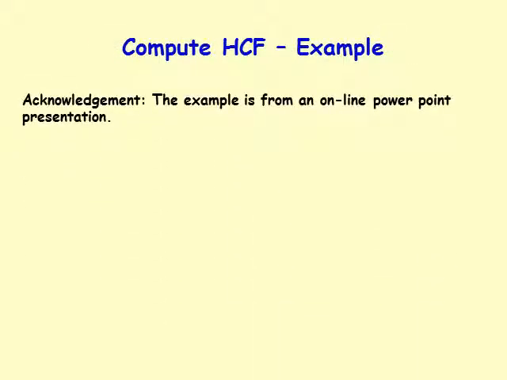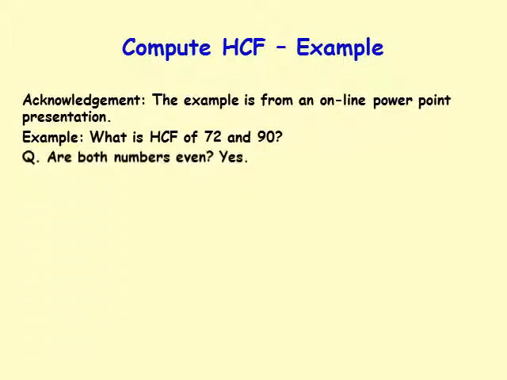Here is an example that I'm getting from an online PowerPoint presentation, and there might be some other examples from the same presentation in this video. What's the HCF of 72 and 90? This example is discussed by factors and by a list.